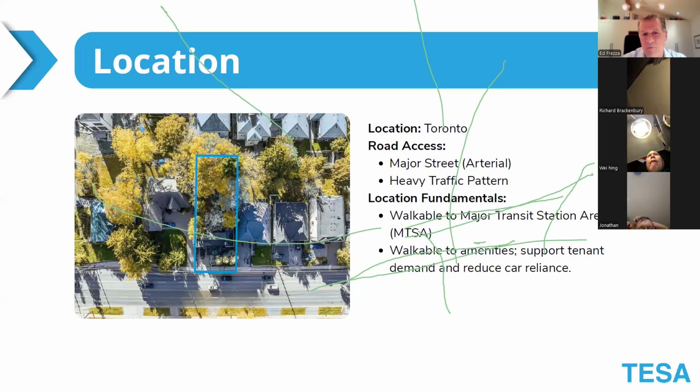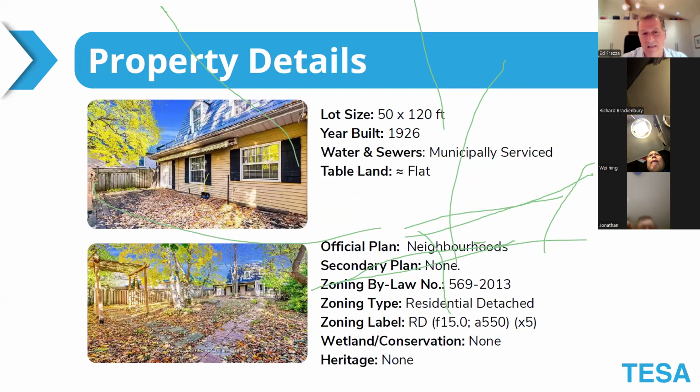So we've taken this particular property and we've run the numbers through it. So nothing fancy. It's an old building, built 1926. So in many respects, it's at the end of its economic life. It's a generous 50 by 120 foot lot, which is not too difficult to find in the Toronto area. As far as the official plan, it's designated as neighborhoods, which is a check. In terms of secondary plan, there isn't any, check. The zoning bylaw is 569/2013 without exception, so that's good for us. We've got a zoning designation as residential detached, which is by far the most common.